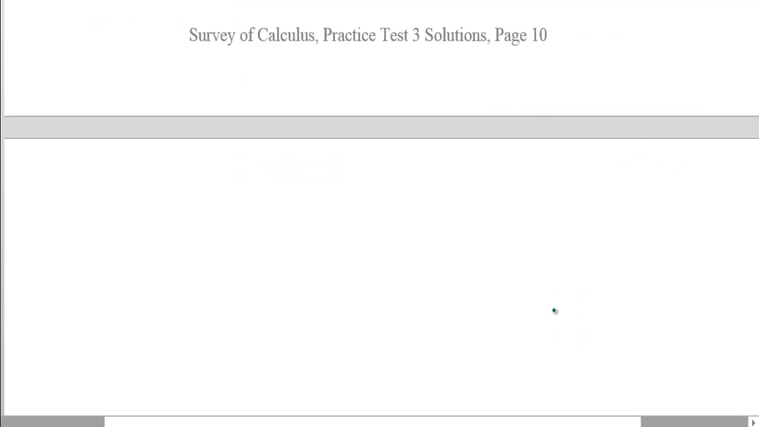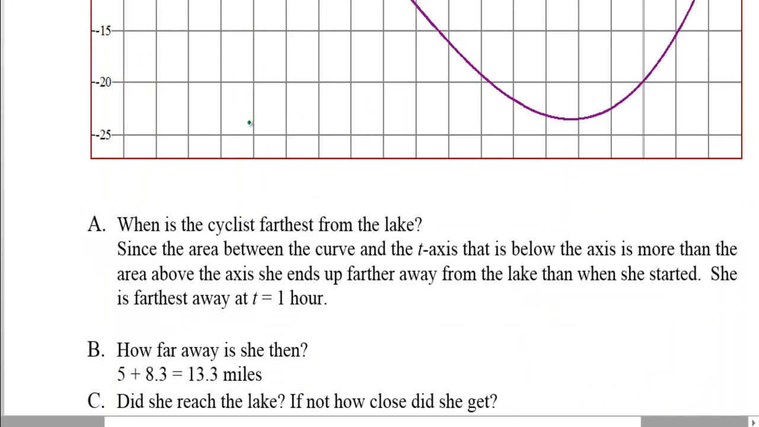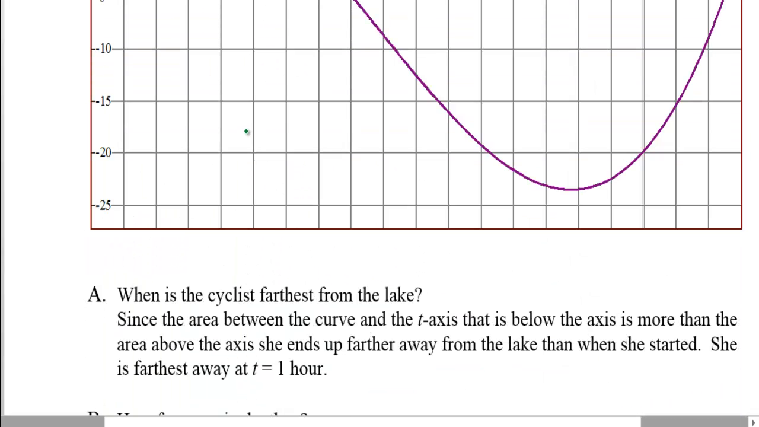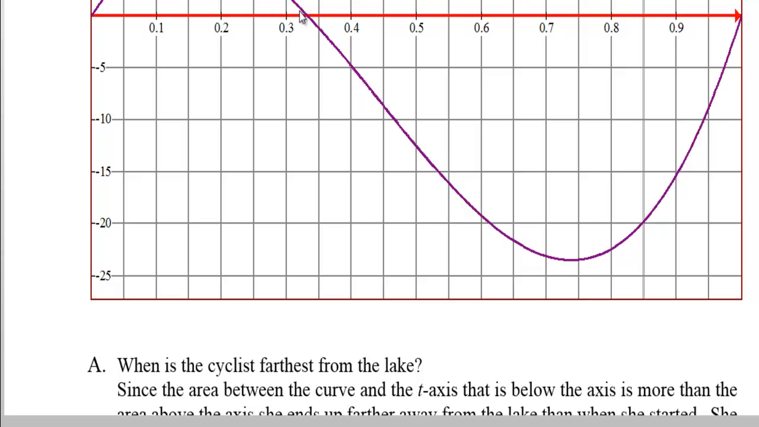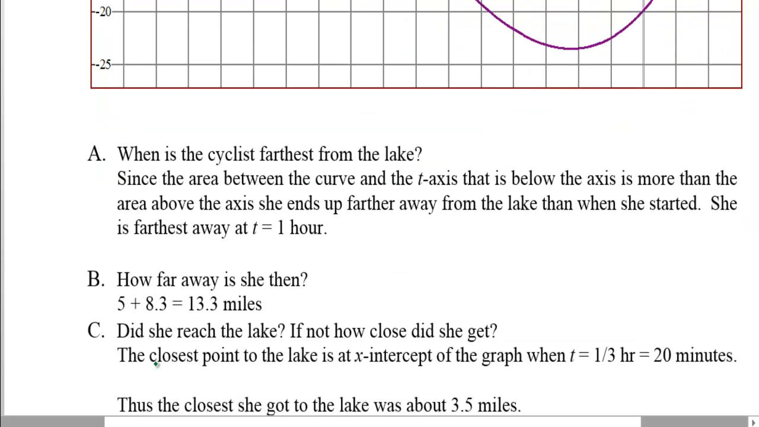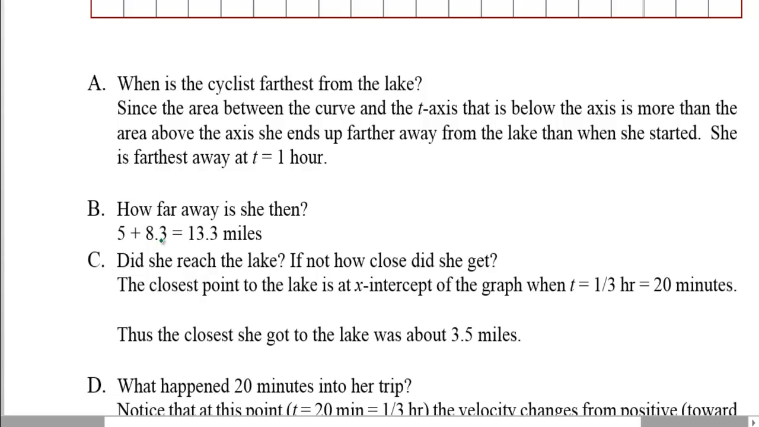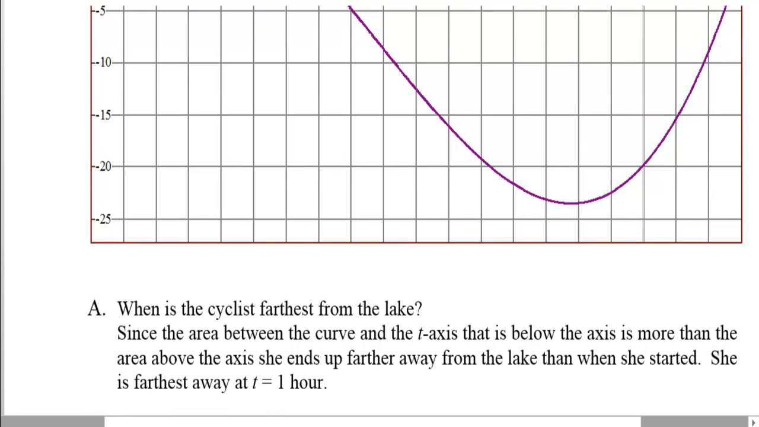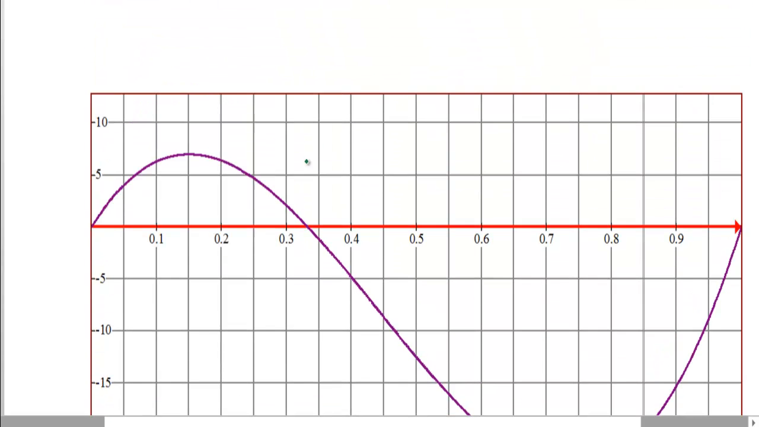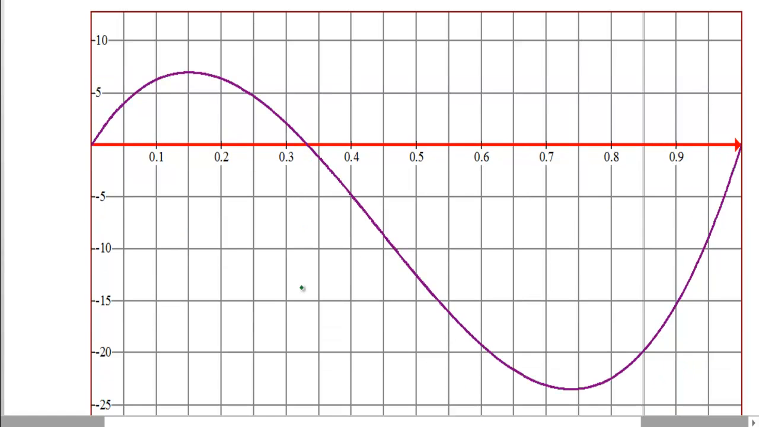So I did that, and when I did that, I approximated this first area, up to about here, to be about 8.3, and she started at 5 miles away, so she ended up 13.3 miles away from the lake at that point. That's where she was furthest away from the lake, right here where she turned around at 20 minutes into her trip, a third of an hour into her trip.